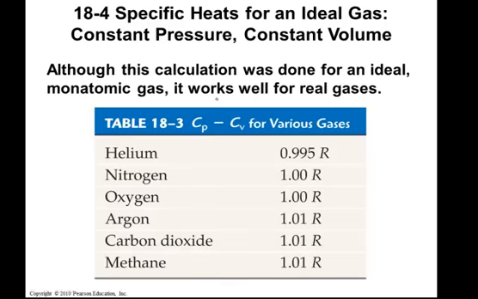So although this calculation was done for ideal monatomic gases, it works well for fairly real gases as well. We said the difference is supposed to be R, so we can see all of these are about 1R, and this is also about 1R.